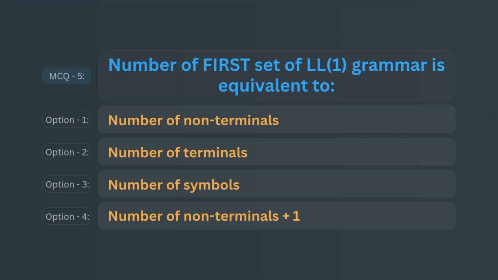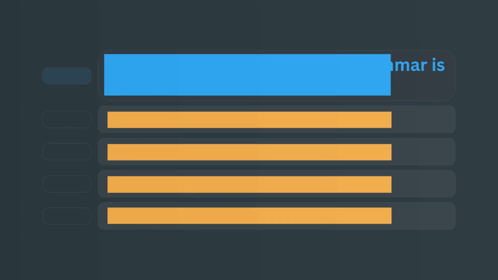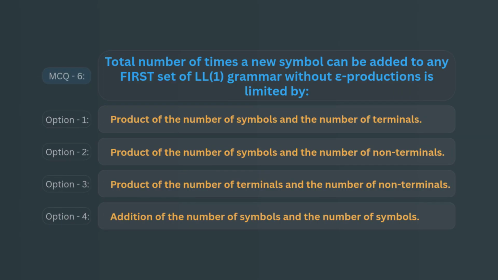Think about the purpose of a first set. It exists to tell a parser which path to take when it hits a specific type of symbol. Match the set to the symbol type it guides. Without empty strings, epsilon, this is purely a combinatorial limit. You are calculating how many times symbols can interact across the grammar. Look for a mathematical product.